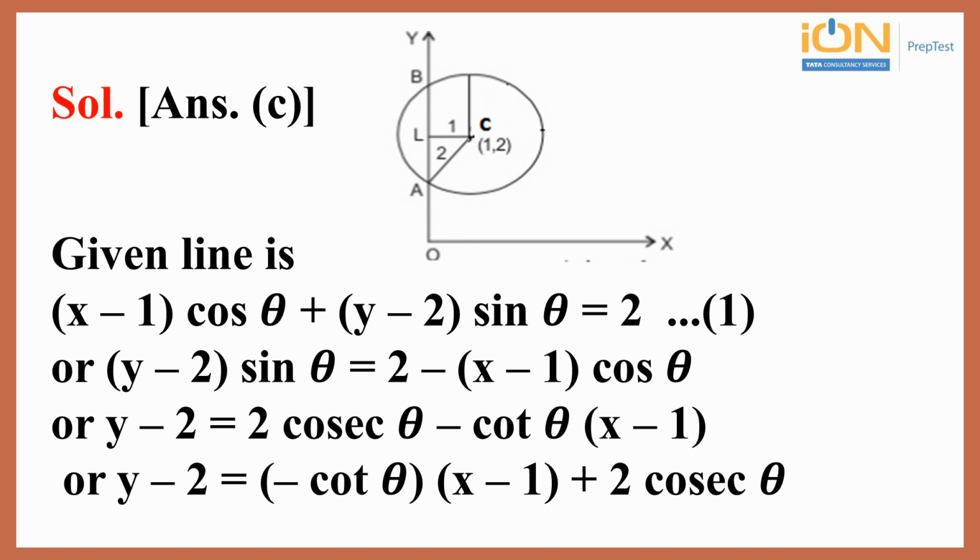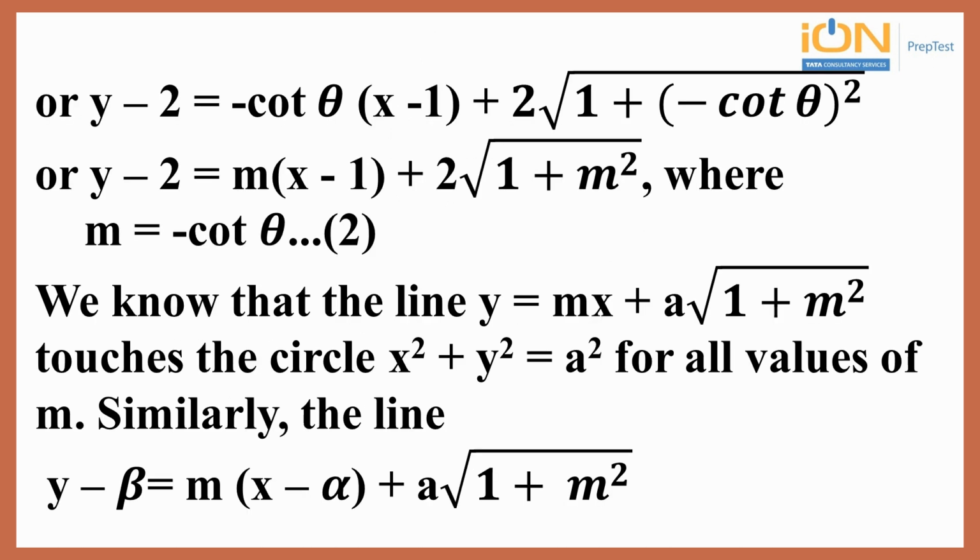We are given that the line is (x minus 1) cos theta plus (y minus 2) sin theta is equal to 2. Let us rewrite the equation as (y minus 2) sin theta is equal to 2 minus (x minus 1) cos theta. That we can convert further as y minus 2 equal to minus cot theta into (x minus 1) plus 2 cosecant theta. Now, this is in the form of y minus 2 equal to some m into (x minus 1) plus some constant into root over 1 plus m square.